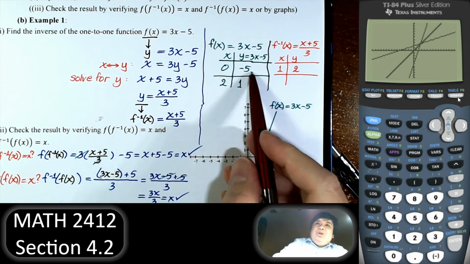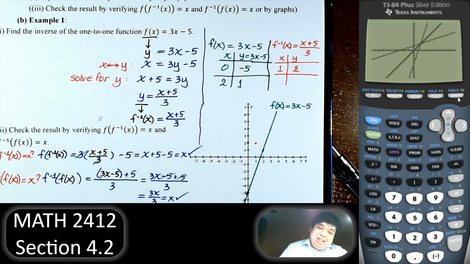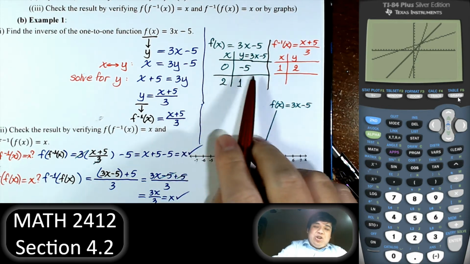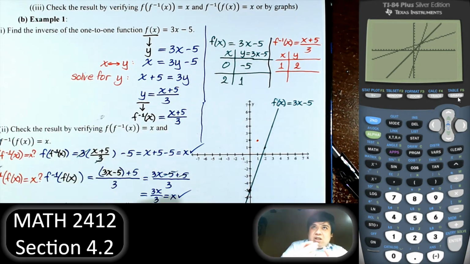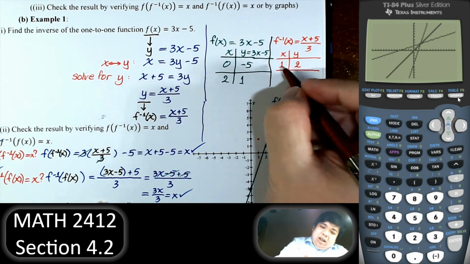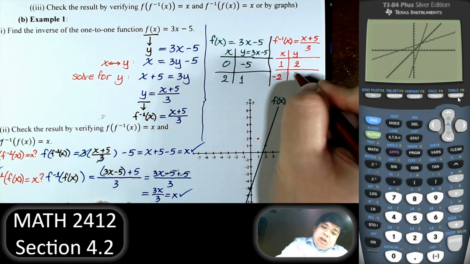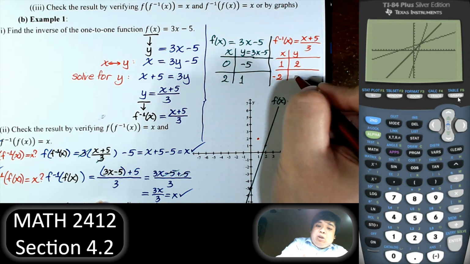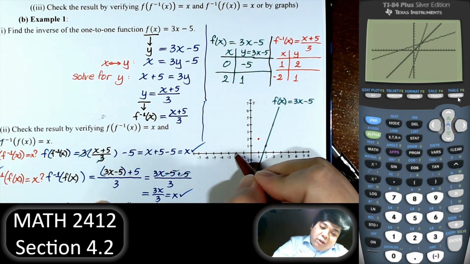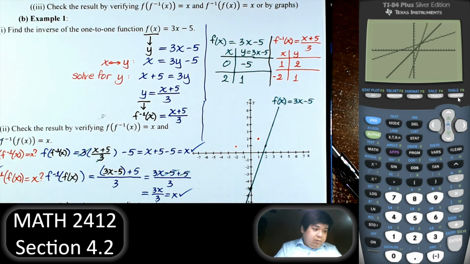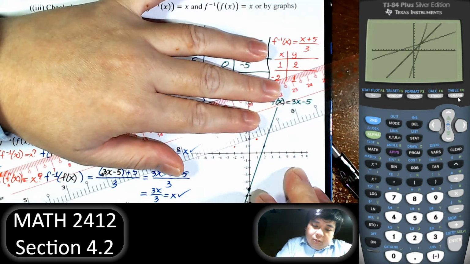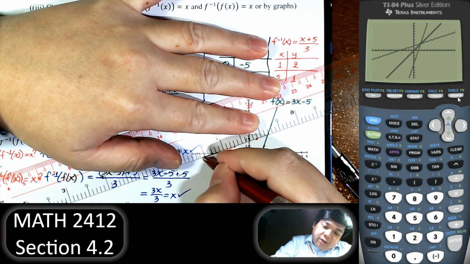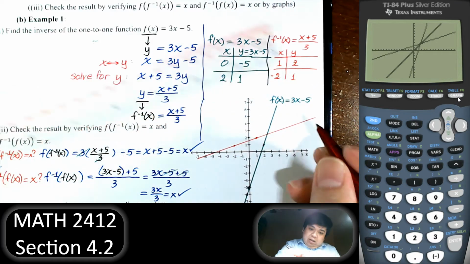Or we can just switch the x and y here, right? Because if we choose x to be negative 5, then y equal to 0. We just interchange x and y. That's what the inverse does. But of course, we don't really need to do that. Let's choose different values, like negative 2. Negative 2 plus 5 is 3, divided by 3 is 1. So x equal to negative 2, y equal to 1. And so we have the graph of the inverse.